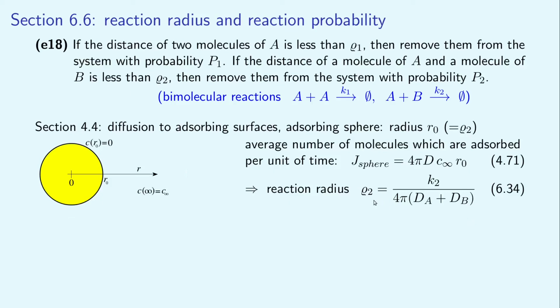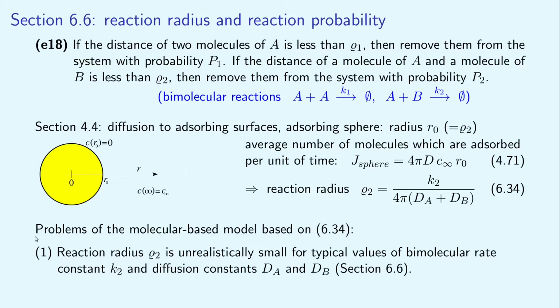However, this is not what I did in my illustrative simulations, and there are 2 sections of lecture notes dedicated to discussing the underlying reasons. So let me just briefly mention some of these issues. First, the reaction radius given by this formula is unrealistically small for typical values of rate constants K2 and diffusion coefficients. This is not so surprising from the biophysical point of view.